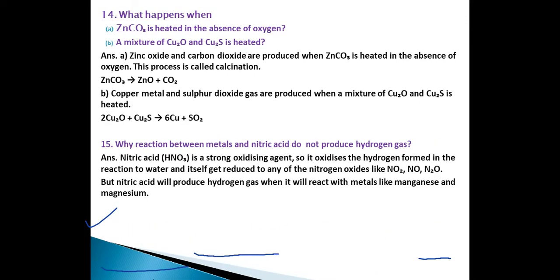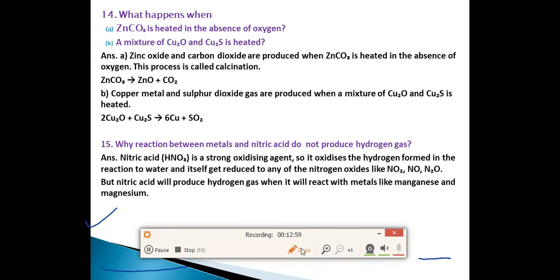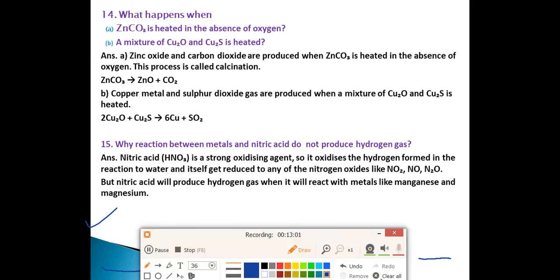Now come to question number 14. See, what happens when two questions are given over there, A and B. What will happen when zinc carbonate is heated in the absence of oxygen? B, a mixture of copper oxide and copper sulfide is heated. So let's give the answer of the first question.